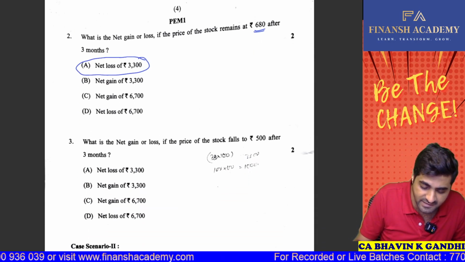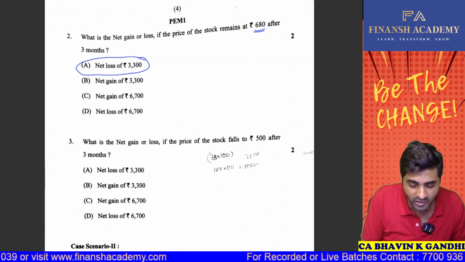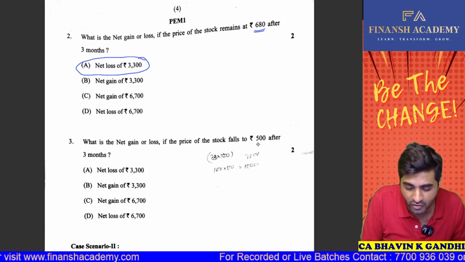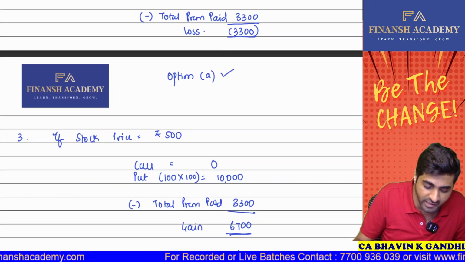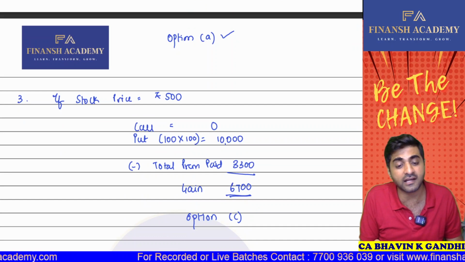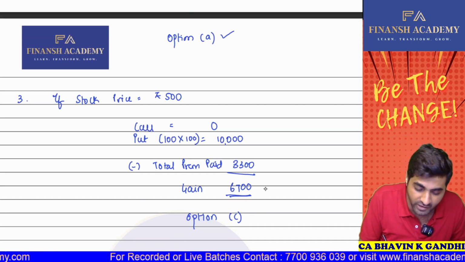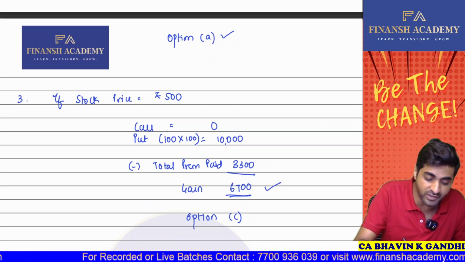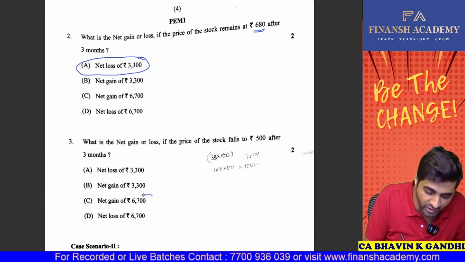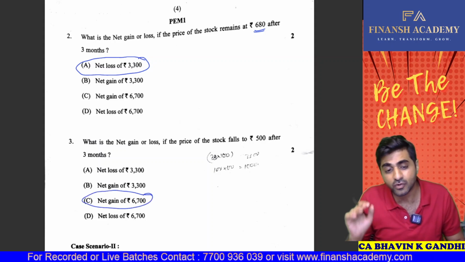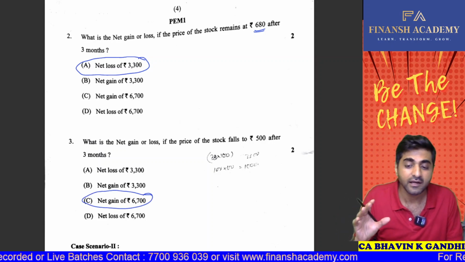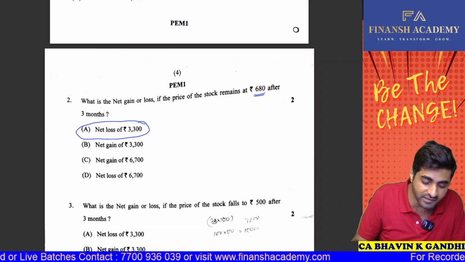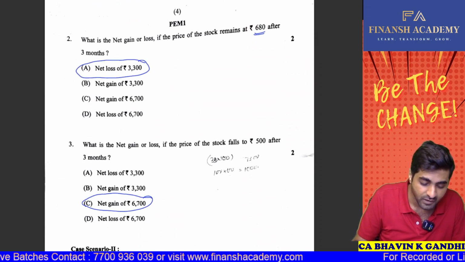Also for the third question: what is the net gain or loss if the stock price falls to rupees 500 after 3 months? In this case, your answer should be a gain of 6700, which is option C. So case study 1, which was regarding derivatives, was extremely easy to crack, and these are the three answers for the same.